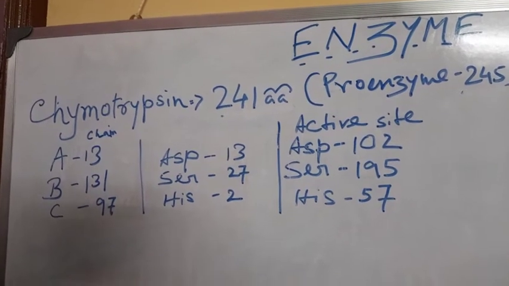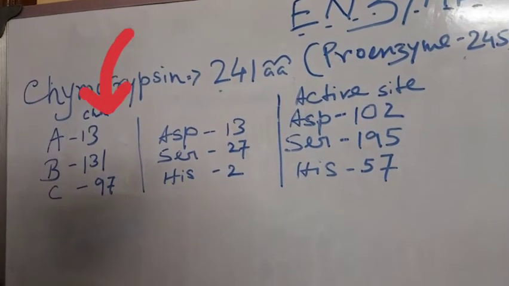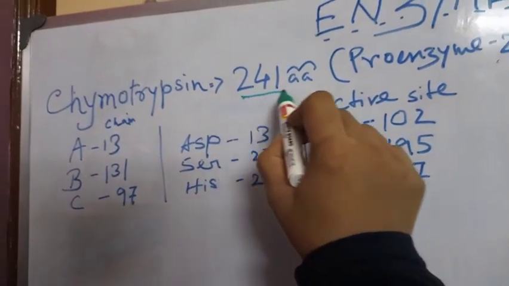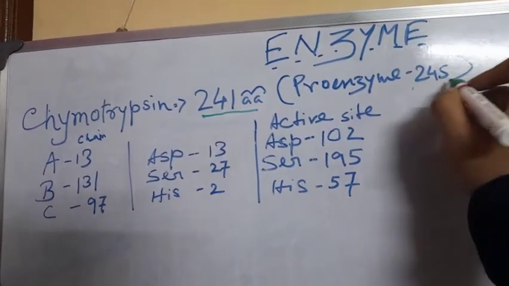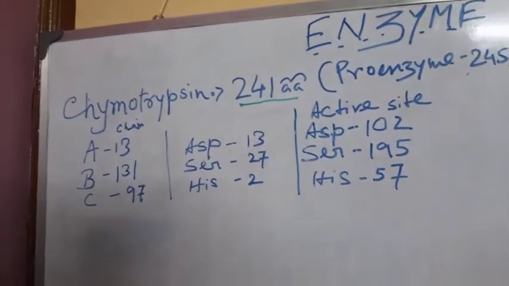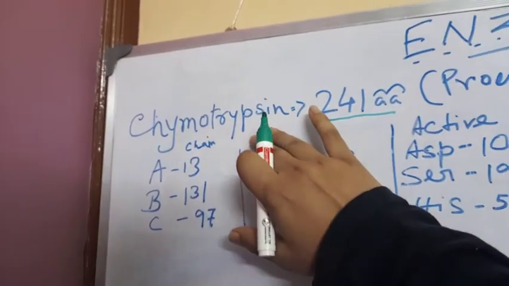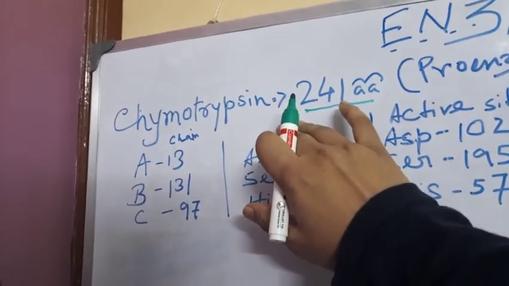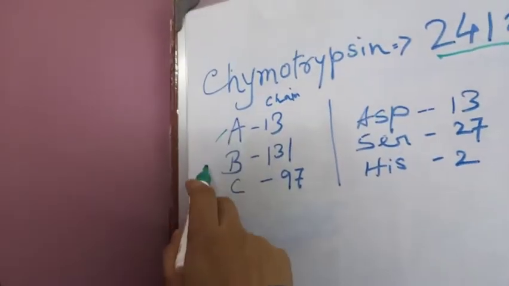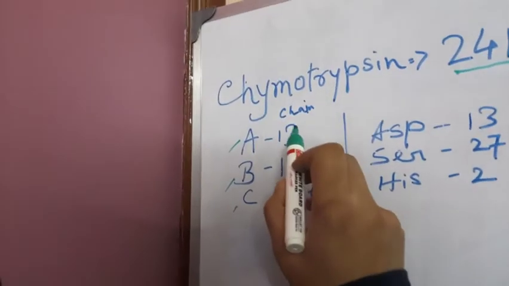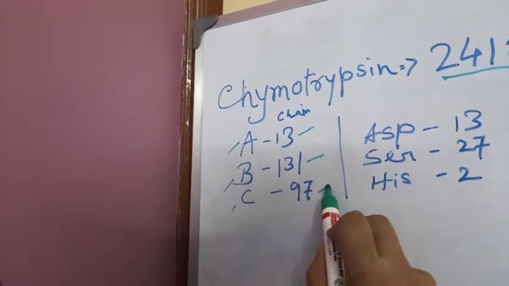Let us talk about the example of chymotrypsin. The functional form or the tertiary structure of the chymotrypsin contains 241 amino acids. The proenzyme form of the chymotrypsin contains 245, but the functional form contains only 241 amino acids. So from this data we can see that it is a large enzyme. The chymotrypsin contains 3 chains: A chain, B chain and C chain. A contains 13 amino acids, B contains 131 and C contains 97 amino acids.